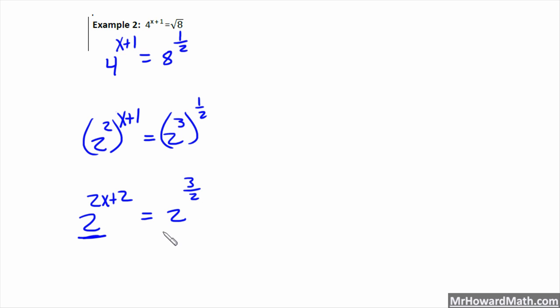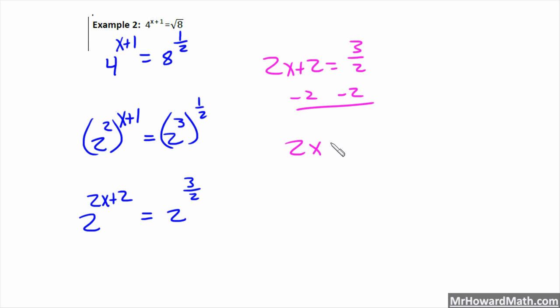So now we have like bases, 2 and 2. So we drop those bases, set the exponents equal to one another, and solve. So 2x plus 2 is equal to 3/2. We just took the exponents, set them equal, and now we'll solve. So we'll subtract 2 here, subtract 2 here. So 2x equals, 2 is the same thing as 4/2, so I'll mark that out, make it 4/2.